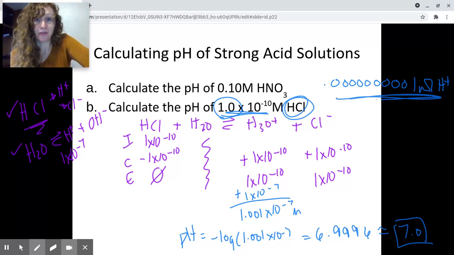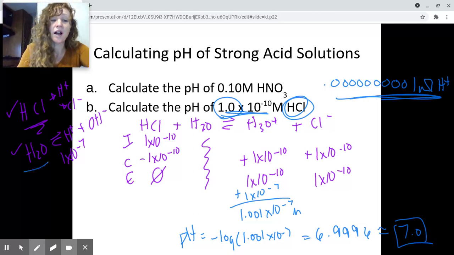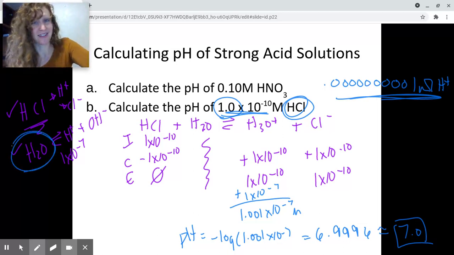It's not enough, right? Even though it is a strong acid, it's going to dissociate completely. The amount that's there is so minuscule. It's even smaller than what water self-ionizes into. And so it's just not going to affect the pH.